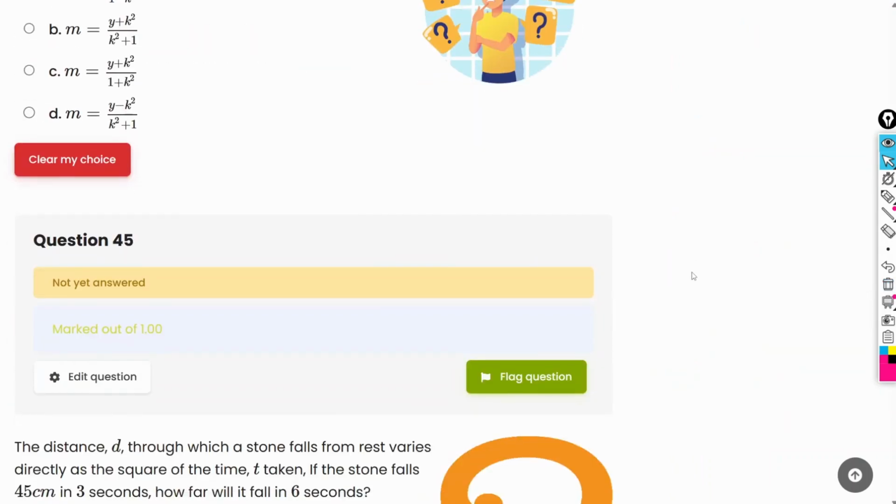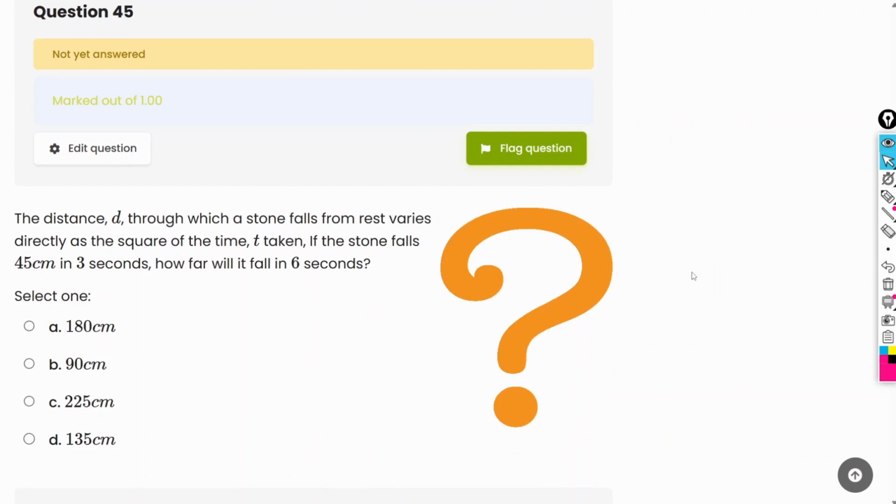Okay, that's for question 44. Question 45 says, the distance d through which a stone falls from rest varies directly as the square of time t taken. The first thing we should do is set up that relationship. I say d is proportional to t squared. From this I can say d is equal to k t squared. That's the next relationship we can set up.